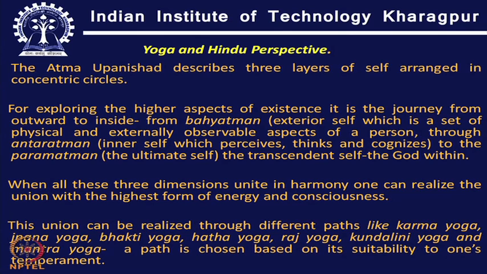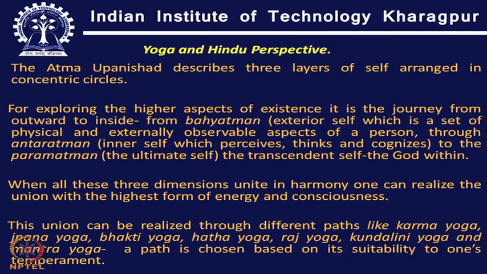According to the Hindu perspective, again there are three layers of self arranged in circles. We start from the exterior self, the external observable aspects of a person through physical features. Then we travel down to Antaratma, the inner self, which perceives things and cognizes, and further inside is the ultimate self, which is the connection with the supreme power and is the transcendent God within the self.